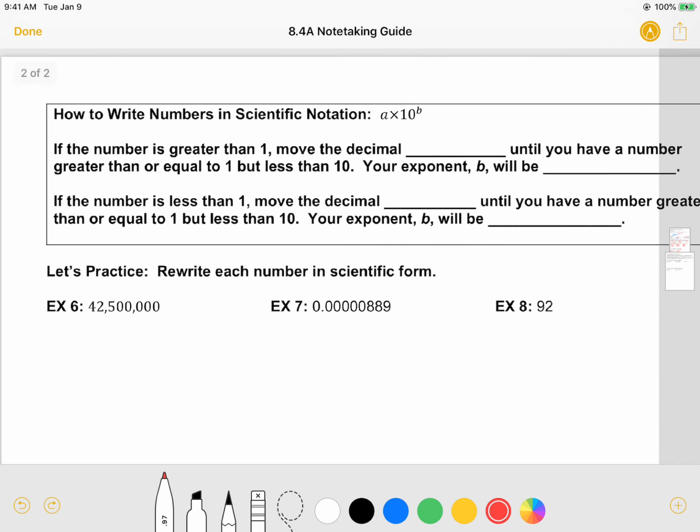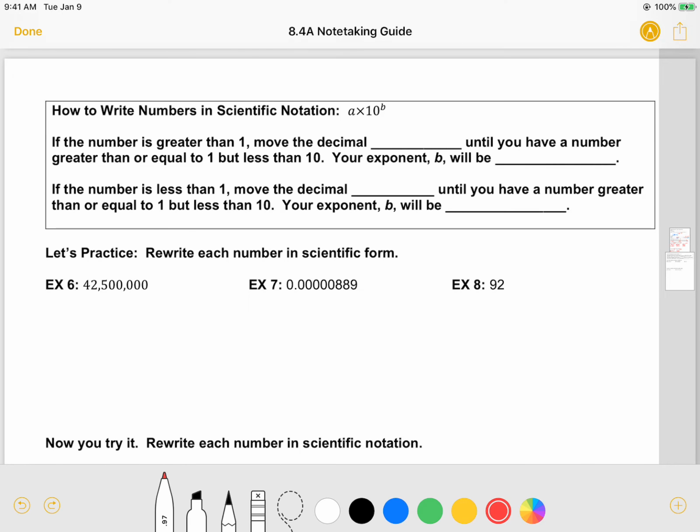All right, go ahead and flip to the back side, and what we are going to do here is talk about how to write a number in standard form in scientific notation. If the number is greater than 1, so it's a very large number, we're going to move the decimal to the left until you have a number that is greater than or equal to 1 but less than 10. And if that number is greater than 1, it means it's a very large number, then your exponent b will be positive.